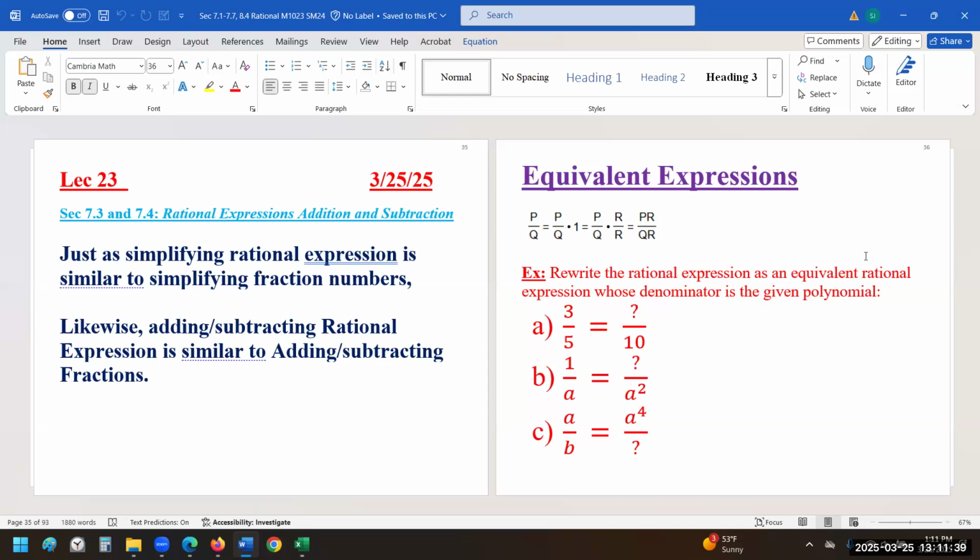Now we can have equivalent expression by only either multiplying or dividing. Usually we multiply, we don't divide. We divide only when we are already given the bigger one and we want to make it smaller. Otherwise, we always multiply our given expression by something so that we can get an equivalent expression. So, for example, here, if we have 3/5, it's same as what over 10? 6 over 10.